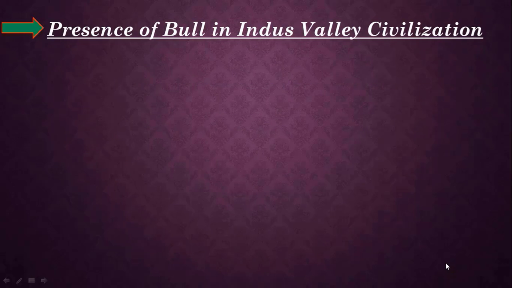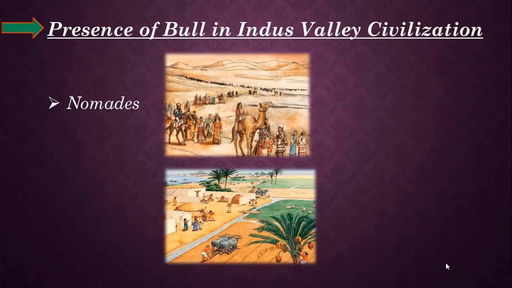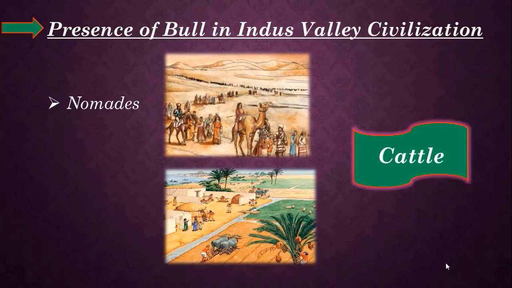Dear students, let's begin with the first part of our today's lesson, that is presence of bull in the Indus Valley civilization. In this part of our today's lesson, we shall look at different aspects of presence of bull in Indus Valley, which show the importance of bull for the Indus Valley people. As we have learnt before, Indus Valley people were nomads who travelled from Sumeria, the present-day Iran, and settled along the banks of river Indus. As they were nomads, the cattle were the main part of their lives.